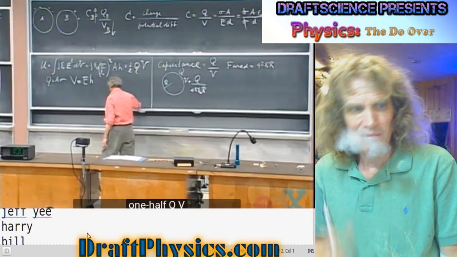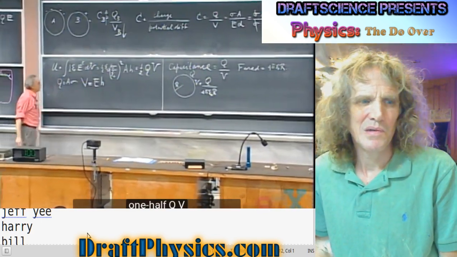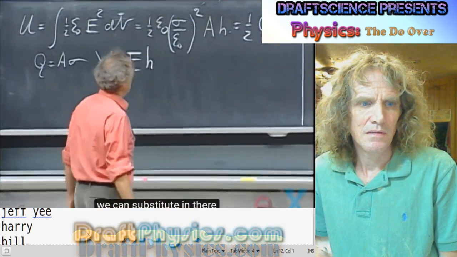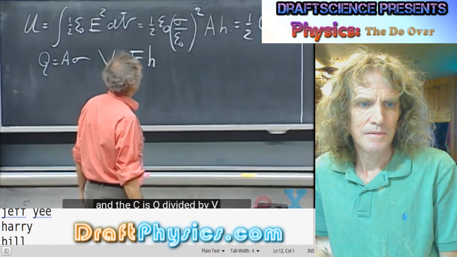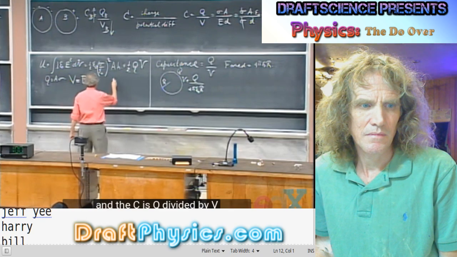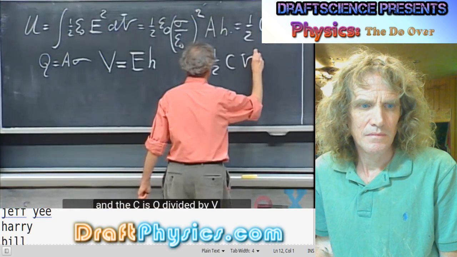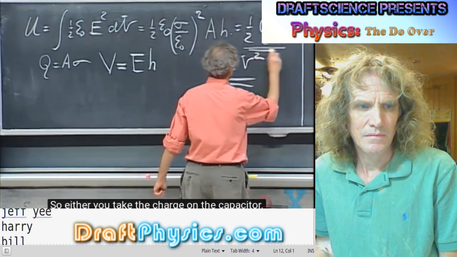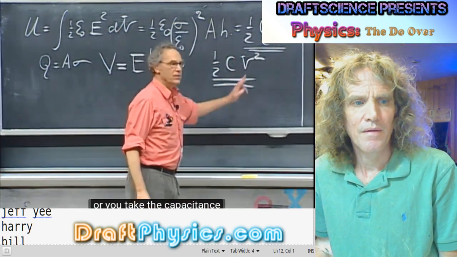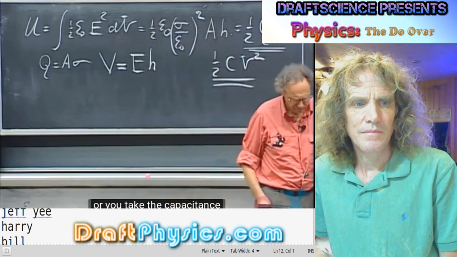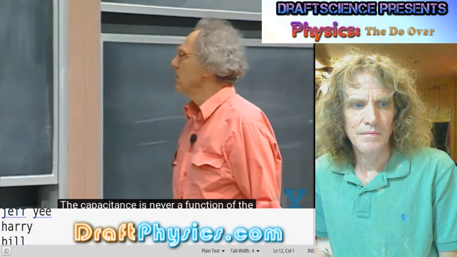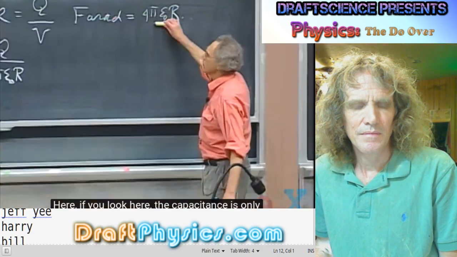This was the plate capacitor, 1/2 QV, and we can now substitute the capacitance C, where C is Q divided by V, and so this is also 1/2 C V squared. That's one and the same thing. Either you take the charge on the capacitor multiplied by V, or you take the capacitance multiplied by V squared. The capacitance is never a function of the charge that is on the object. If you look here, the capacitance is only a matter of geometry.